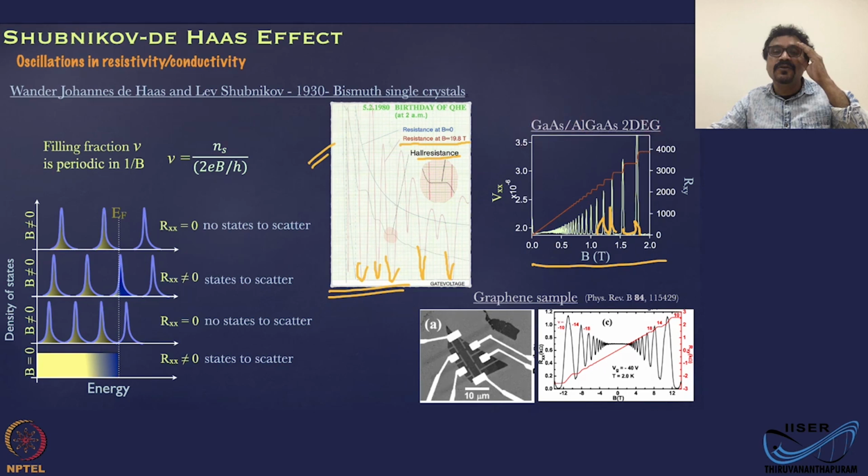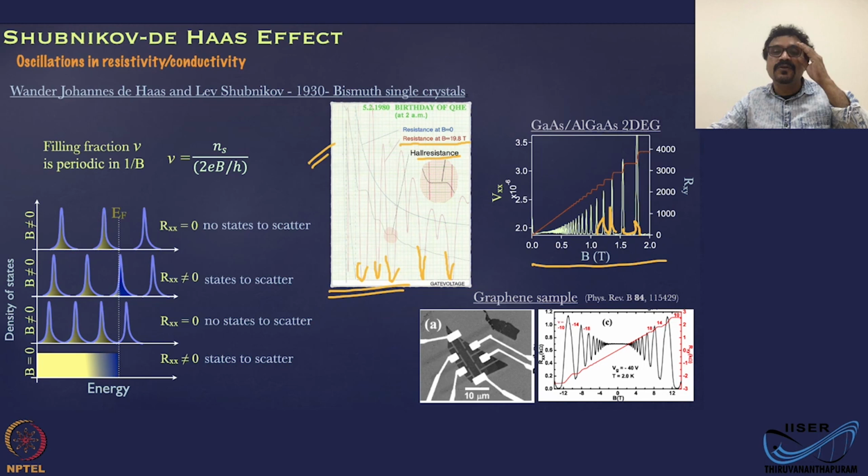Now we know that the filling fraction nu is periodic in 1 by b. Okay, ns times 2e by h into 1 by b is actually periodic in 1 by b. So this is again how the Landau levels are going to behave when you increase the B field. So you have no Landau levels, a continuum state, then you have 3 Landau levels, 2.5-ish, because this is about to go out of the Fermi level, and then 2, after this is left, this 2, and so on. Then finally you will get 1, okay, and so on, like that.